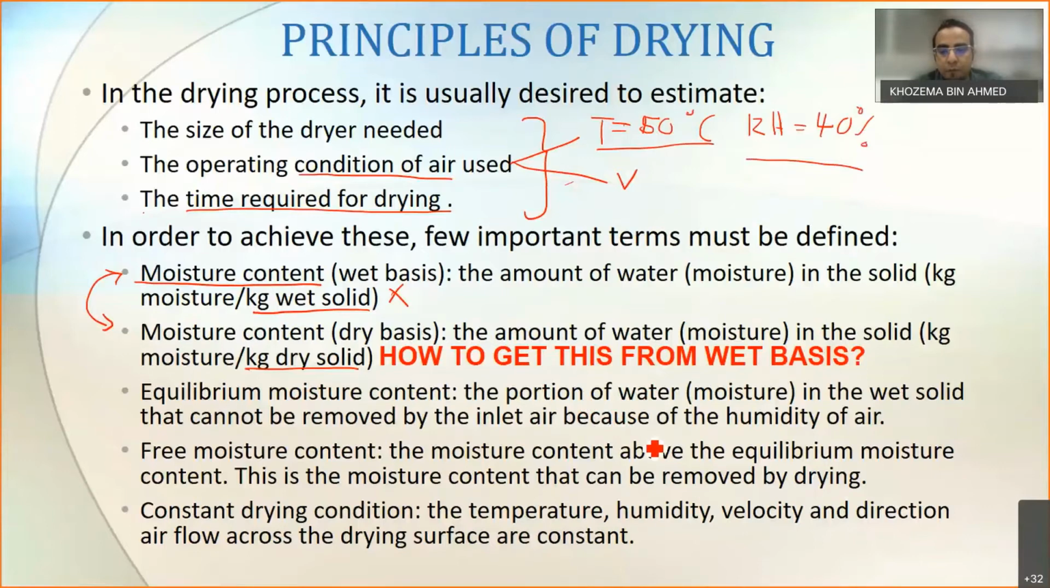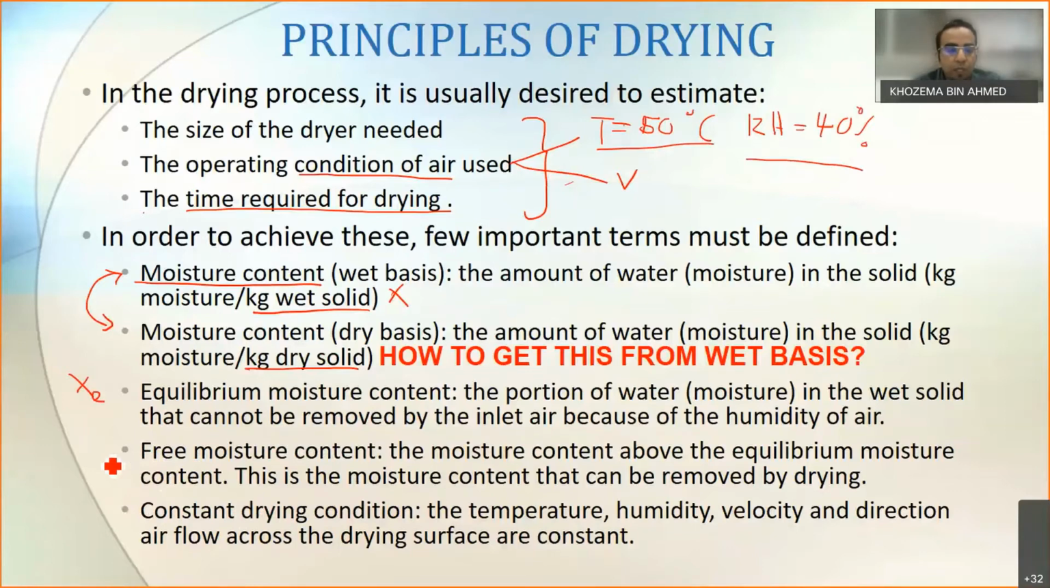So whatever moisture cannot be removed, whatever moisture is still remaining in your solid, we call it the equilibrium moisture content. Usually we give this the symbol Xe, where E stands for equilibrium moisture content. The next one is that if we have equilibrium moisture content, we can also have free moisture content. The free moisture content is the content above the equilibrium moisture content. This is the moisture content that is actually removed during drying.